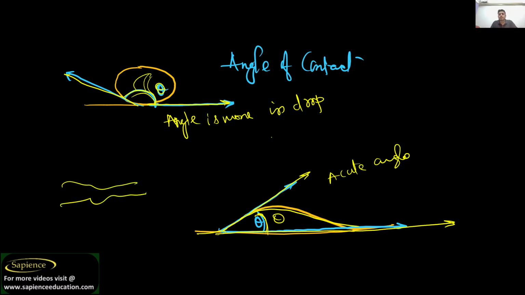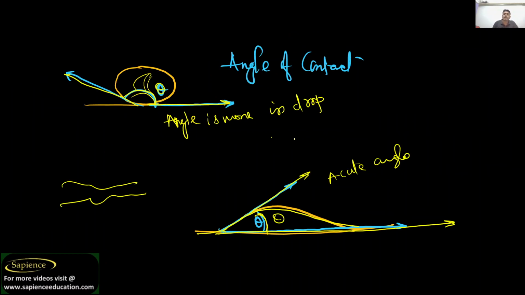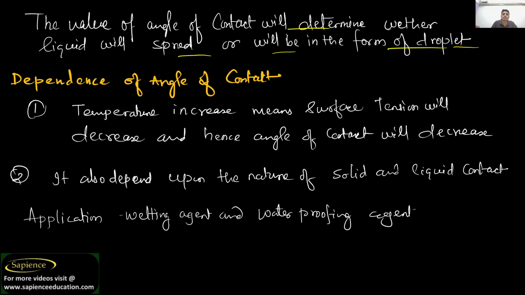Now the value of the angle of contact will determine whether the liquid will spread or stay in the form of a droplet. Suppose here the angle is very less, so it will spread, right? But if the angle of contact is very high, it will not spread, it will be in the form of a bubble or drop. Got it? Now, dependence of the angle of contact: as temperature increases, surface tension will decrease, and hence the angle of contact will decrease.